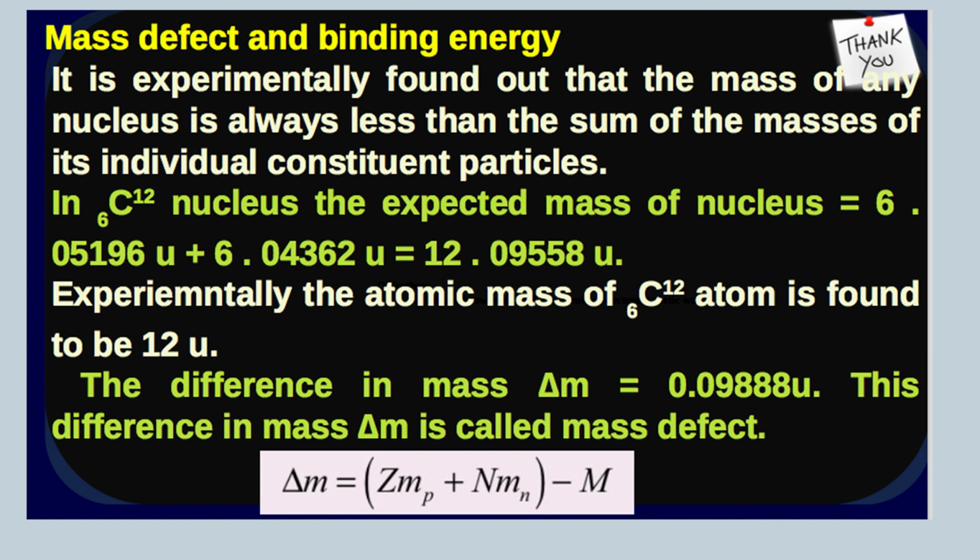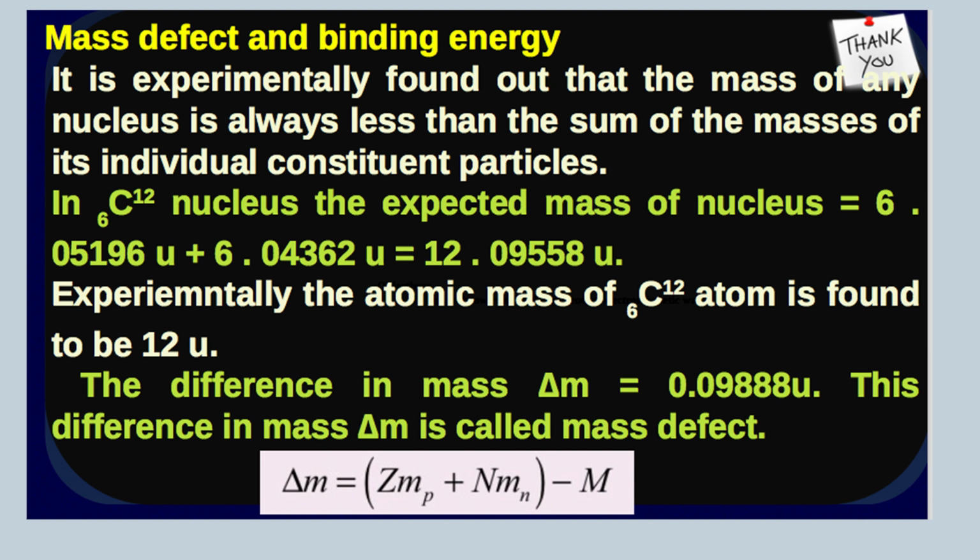For example, in the carbon nucleus C12, the expected mass of the nucleus will be equal to 6.05196 U plus, for the protons, 6.04362 U, which is equivalent to 12.09558 U. But the experimentally found atomic mass is equivalent to 12 U, because on the basis of this stable carbon isotope we have defined the atomic mass unit. So, this is actually equivalent to 12 U.